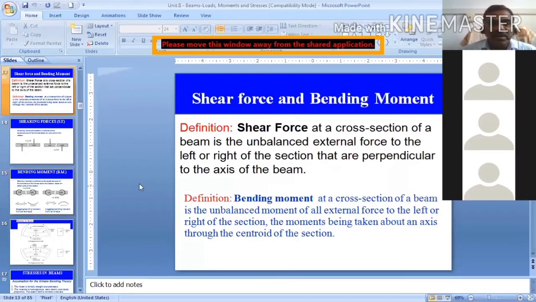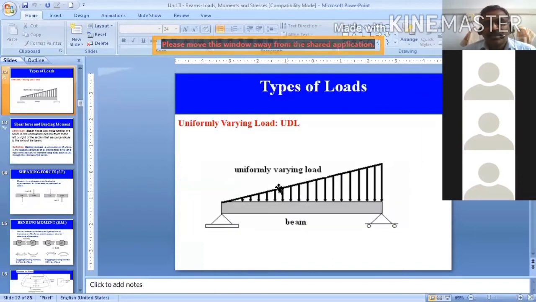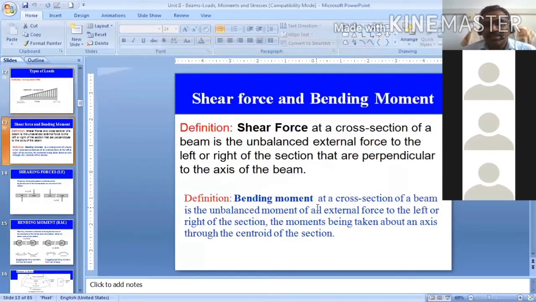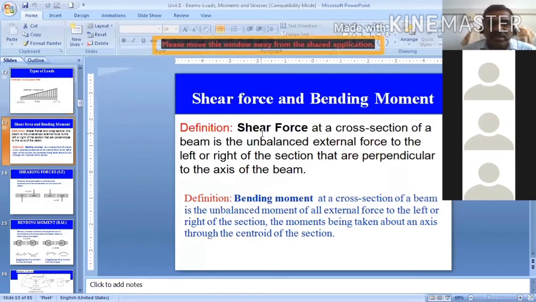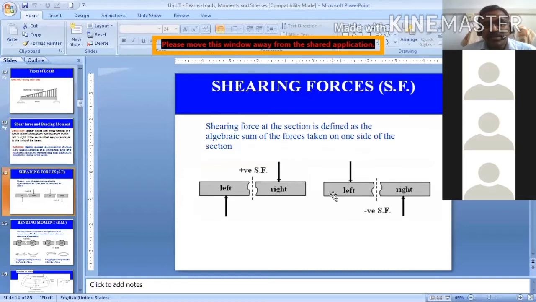Now our objective is to find the shear force and bending moment in the beam. So for different types of beam, what is the shear force and bending moment? Bending moment is force into distance. Shear force is the force which is shearing the beam. We will discuss in detail the sign convention to be taken for bending moment and shear force.